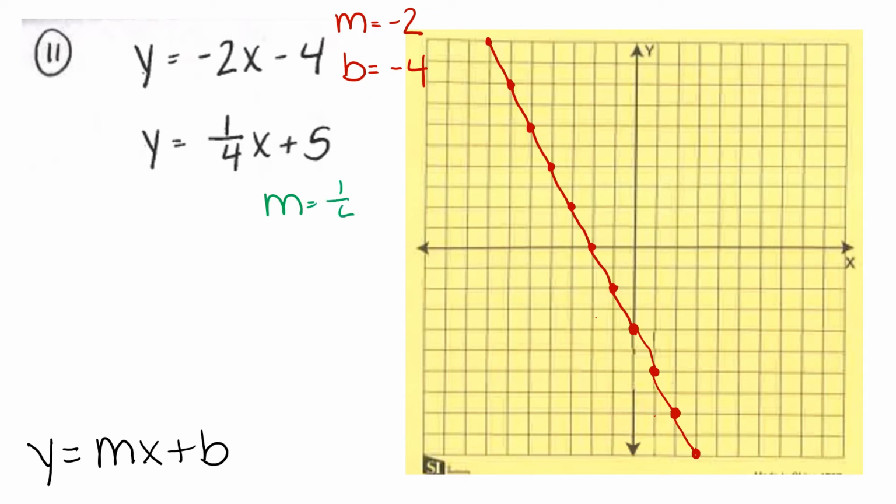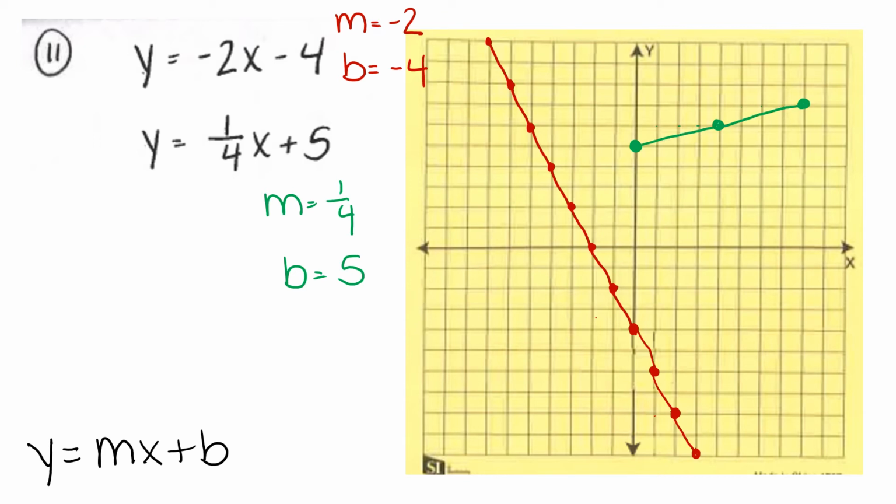Our m value is the 1/4 x, and the b value is the +5. Starting at 0, we graph the +5 first. We can then graph the positive 1/4. Positive means we go up, so that would be up 1, and then always to the right, we're going to go 4. We follow that pattern of up 1 and right 4 until we reach the edge of the graph, or as close as we can get without going over.